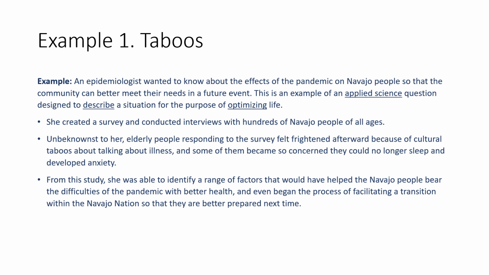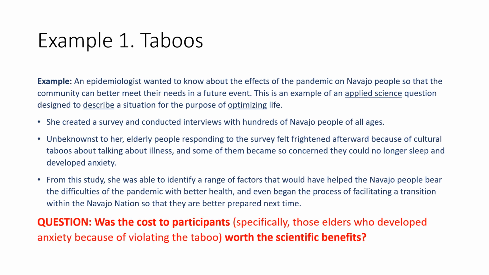So we have a survey, a method, we have ill effects, and we have, in the third bullet point, the benefits of helping the entire Navajo Nation better prepare for a pandemic should one occur again. The question we ask: was the cost to participants, and specifically the cost to those elders who developed anxiety because of violating the taboo, worth the scientific benefits?